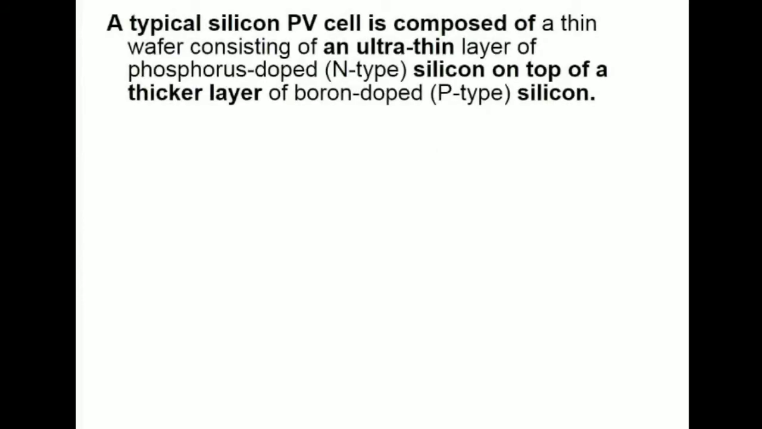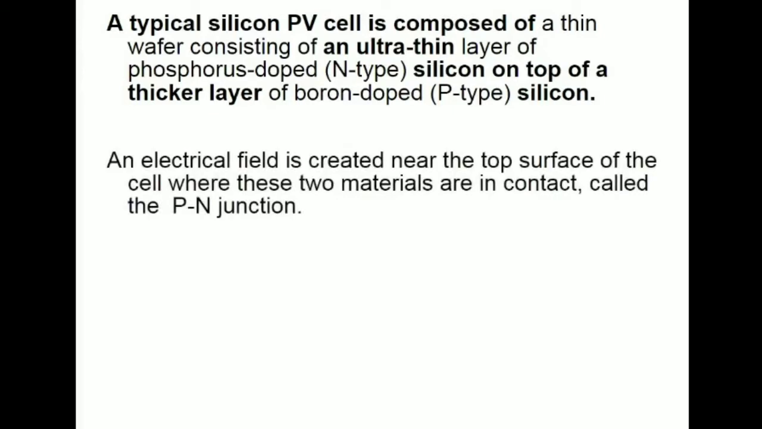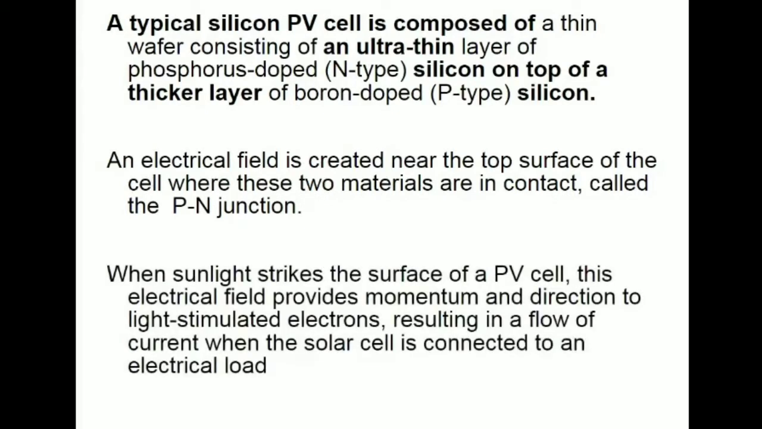A typical silicon PV cell is composed of a thin wafer consisting of an ultra-thin layer of phosphorus doped, that is N-type silicon, on the top of a thicker layer of boron doped P-type silicon. An electrical field is created near the top surface of the cell where these two materials are in contact, called the PN junction. When sunlight strikes the surface of a PV cell, this electrical field provides momentum and direction to the light-stimulated electrons, resulting in a flow of current when the solar cell is connected to an electric load.